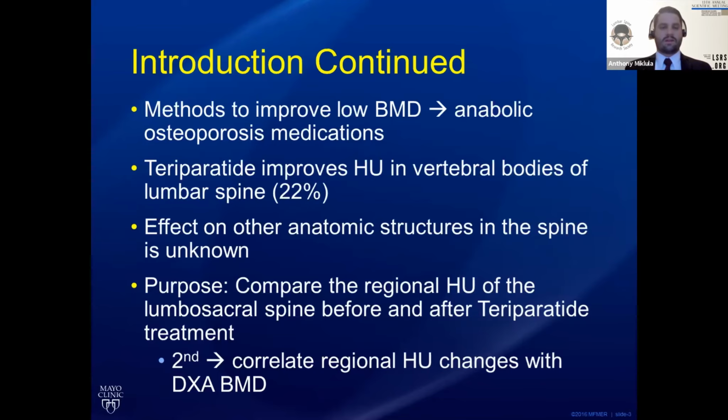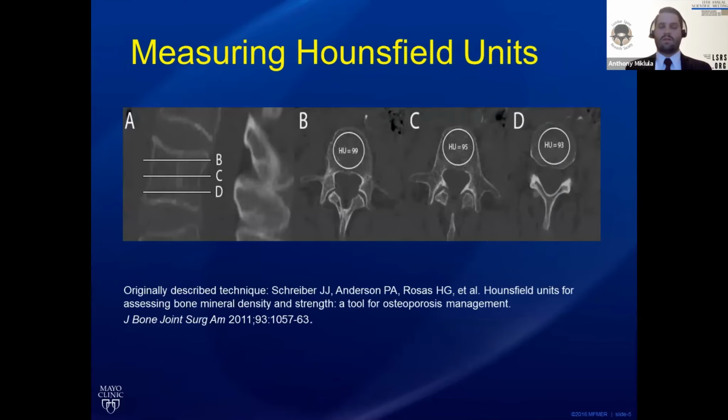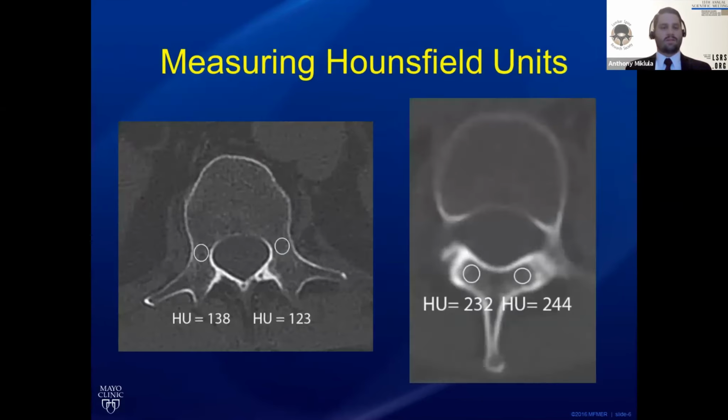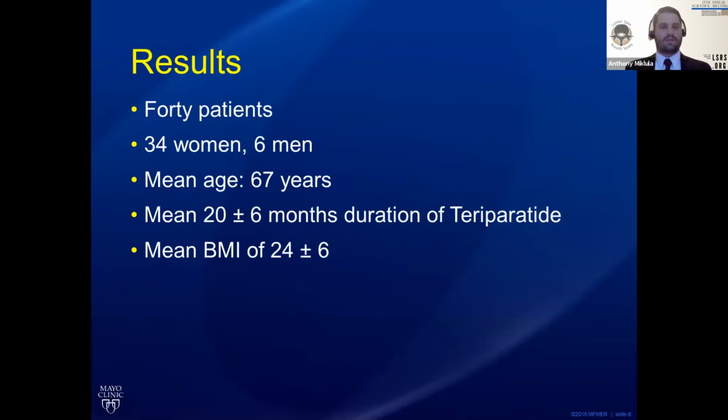So the purpose of our study was to compare the regional Hounsfield units of the lumbosacral spine before and after teriparatide treatment, and second, to correlate regional Hounsfield unit changes with DEXA bone mineral density. We included patients who underwent a minimum of 6 months of teriparatide treatment and had pre- and post-treatment DEXA and lumbar CTs. We measured Hounsfield units in the vertebral bodies, in the pedicles and lamina, and also in the sacral body, the sacral ala, and the ilium at the S1 and 2 level, and also in the ilium above the sciatic notch. We included 40 patients in our study.